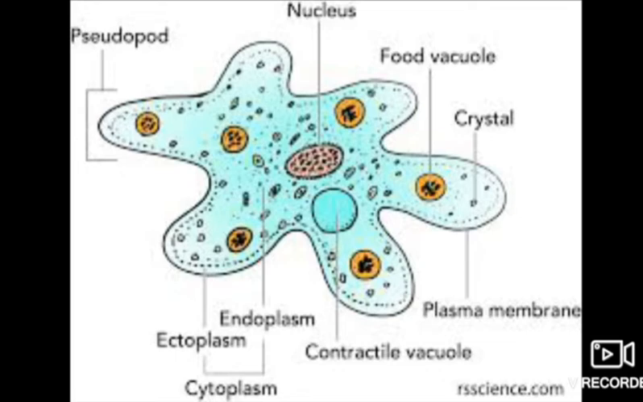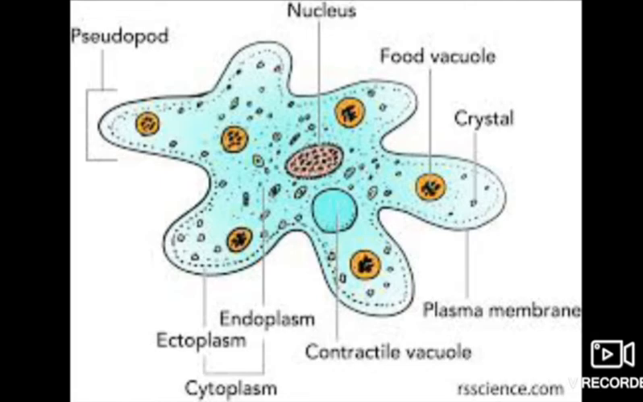Okay, next we studied about nutrition in amoeba. Here, how does the amoeba take the food? When the food comes near, the amoeba senses it and forms finger-like projections, right? That is called pseudopodia. You can see from this picture.